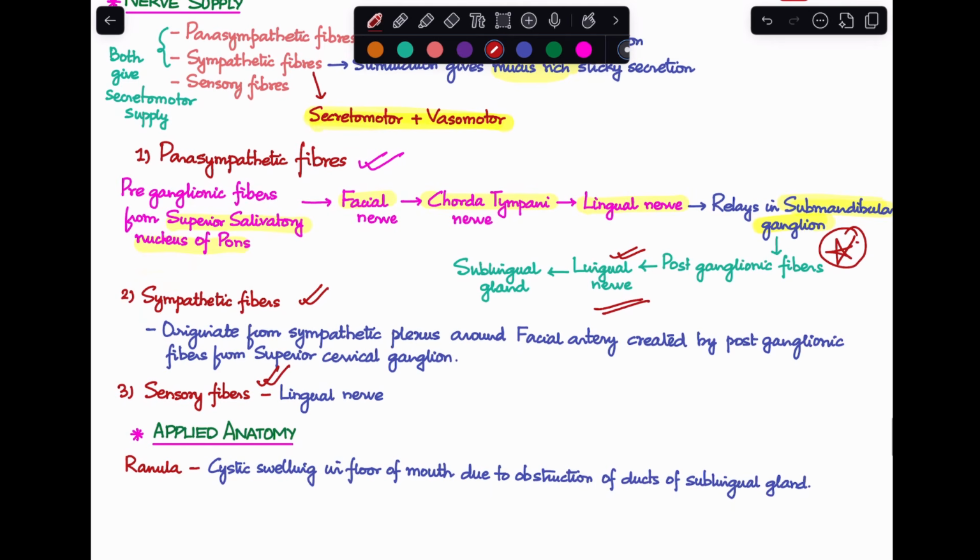Last of all, coming to applied anatomy, we know there's a swelling called ranula. Ranula is this swelling whose name comes from frog's belly because it looks like a frog's belly. It is this bluish mucus retention cyst that happens in the floor of the mouth, and the cause of this is the obstruction of the ducts of the sublingual gland.